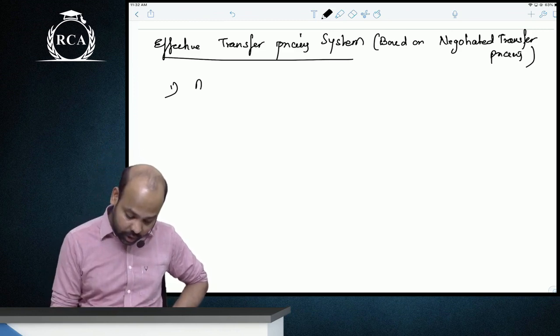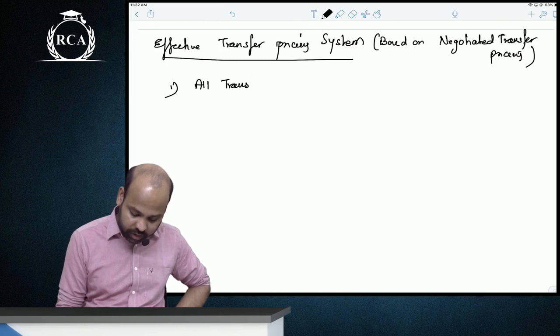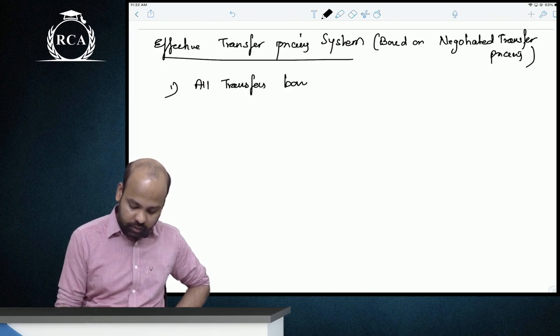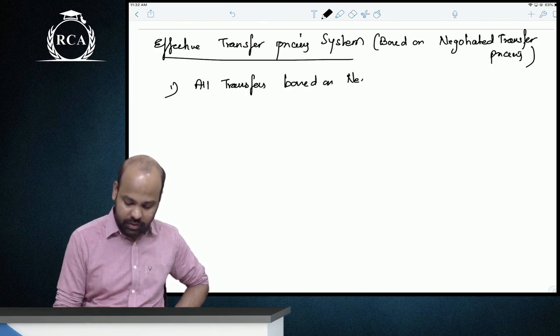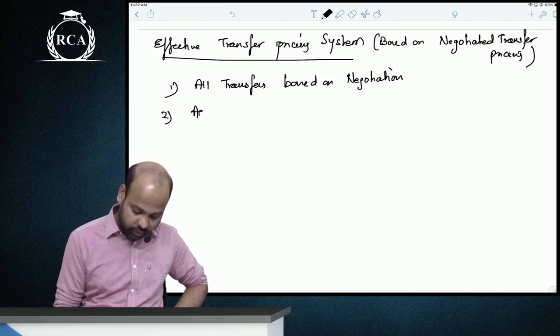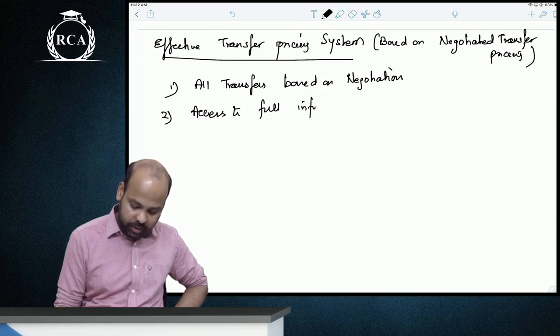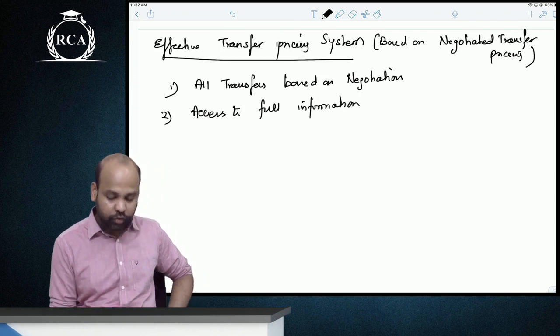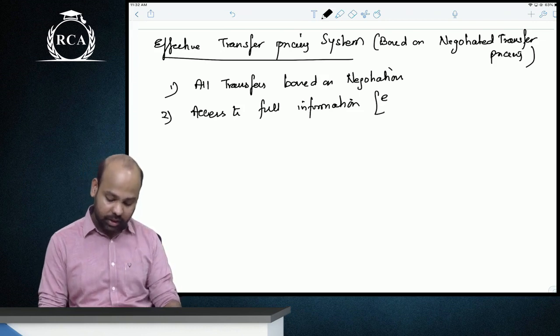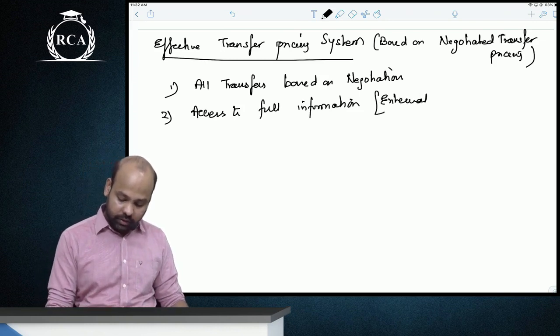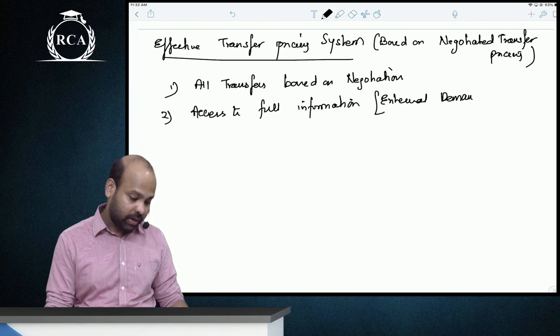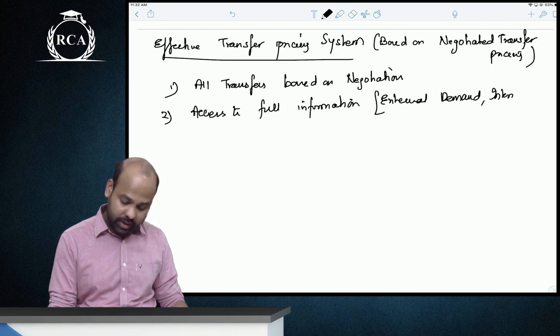your effective transfer pricing, beta, based on negotiated transfer pricing. First thing, beta, is all transfers should be based on negotiations, compulsorily. No favoritism. Access to full information, guys. All of them, beta, should have access to full information: external demand, internal capacities, selling and private expenditure.